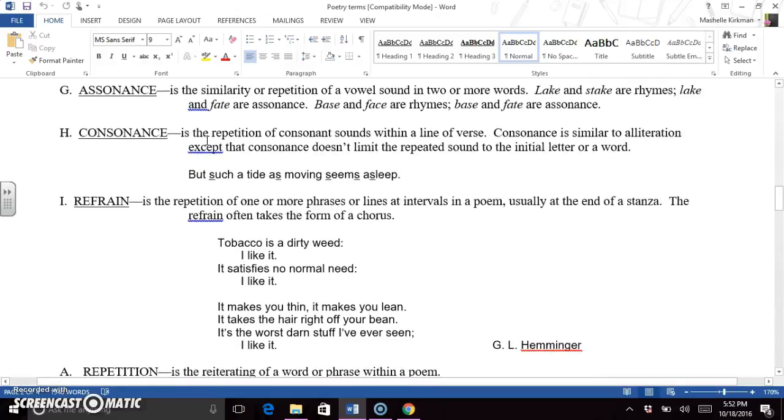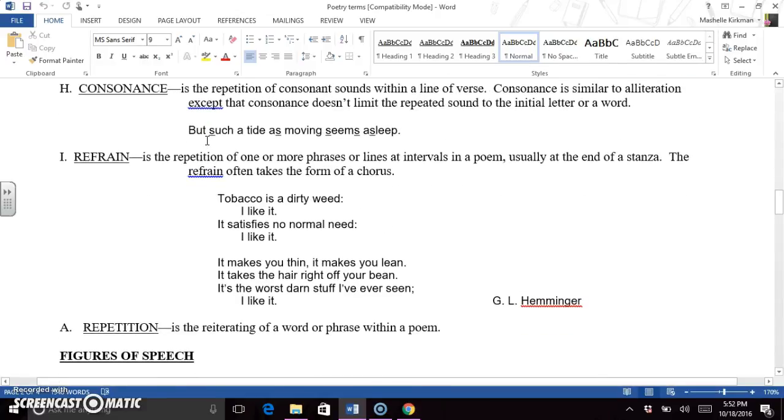Okay, the last two for today. The first one is refrain. Refrain is the repetition of one or more phrases or lines at intervals in a poem. Usually at the end of a stanza, the refrain is often referred to as a chorus. So when you hear it in a song, it's those lines that repeat over and over. So here, I'm speeding up because my video's time is up. The "I like it" would be your refrain. Okay, so it's that repeated start.